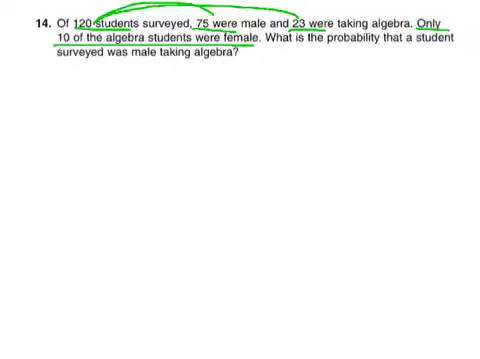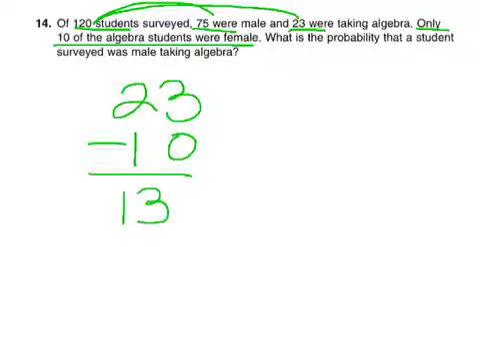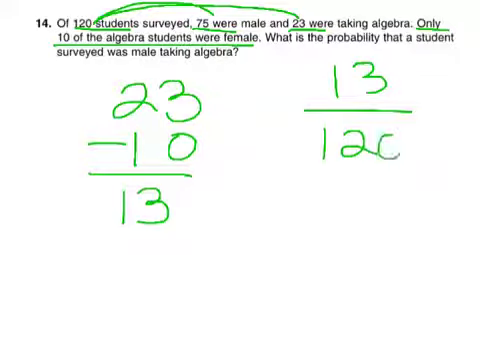Well, how many people took algebra? There were 23 people who took algebra. 10 of them were female, which means the other 13 were male. So actually, all you have to do is 13 out of 120.